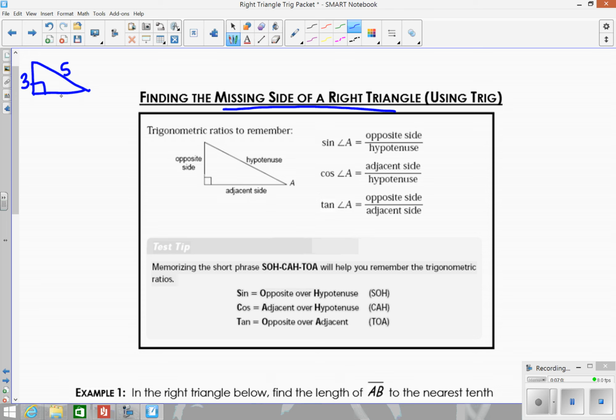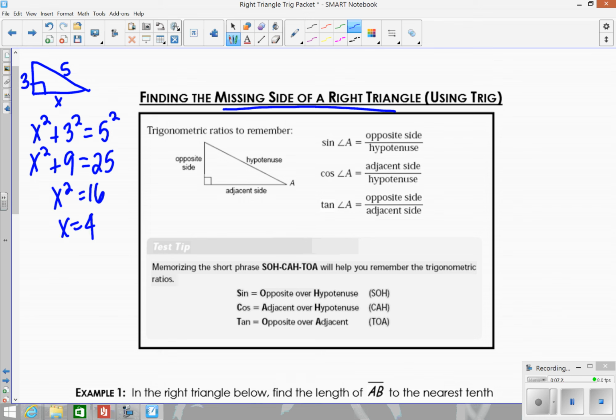and I know that this is 5, and I don't know this side. Well, I could use Pythagorean theorem to figure that out. X squared plus 3 squared equals 5 squared. So we get x squared plus 9 equals 25. Then you subtract, you get x squared equals 16, you get x equals 4. So you can find that right now. Some of you might have just looked at that and said, oh, that's a special Pythagorean triple, 3, 4, 5, and you would have known it. So that still applies. You can use Pythagorean theorem to find a missing side.